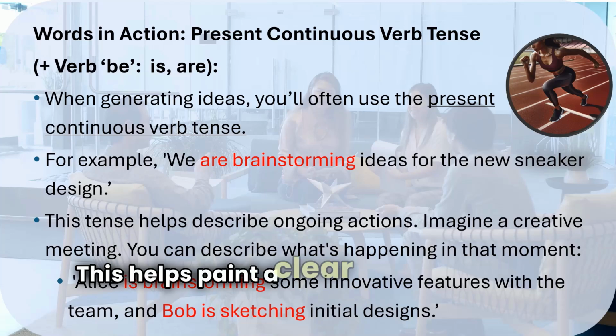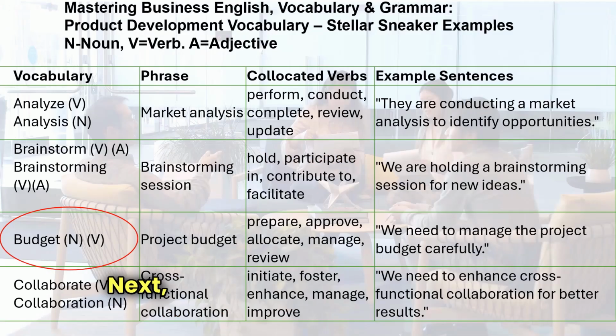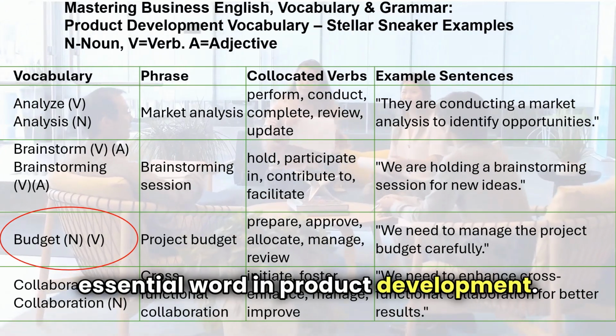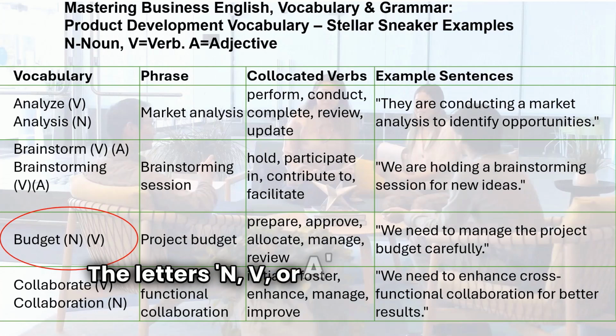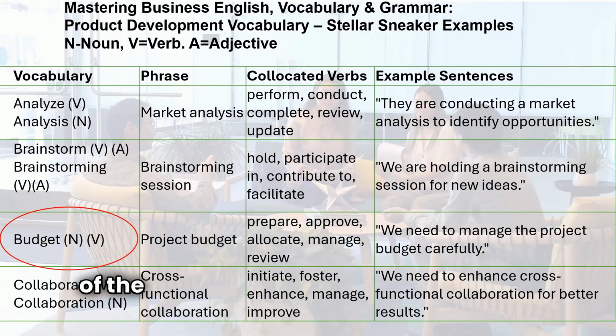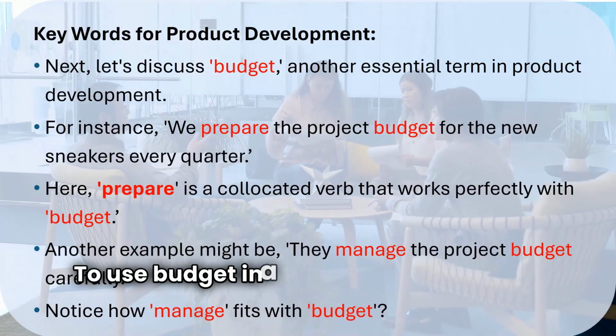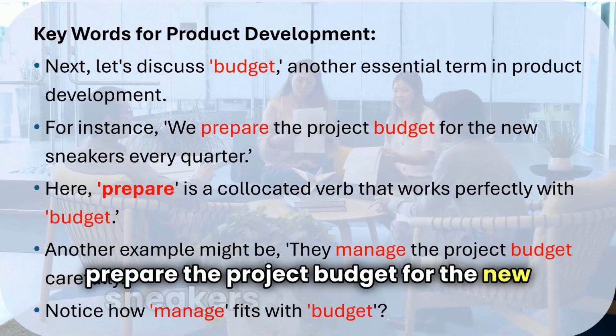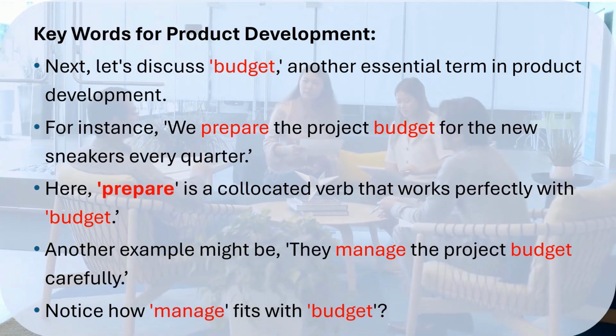This helps paint a clear picture of what's happening. Next, let's discuss budget, another essential word in product development. The letters N, V, or A indicate whether that form of the word is a noun, verb, or adjective. To use budget in a sentence, we can say, we prepare the project budget for the new sneakers every quarter.